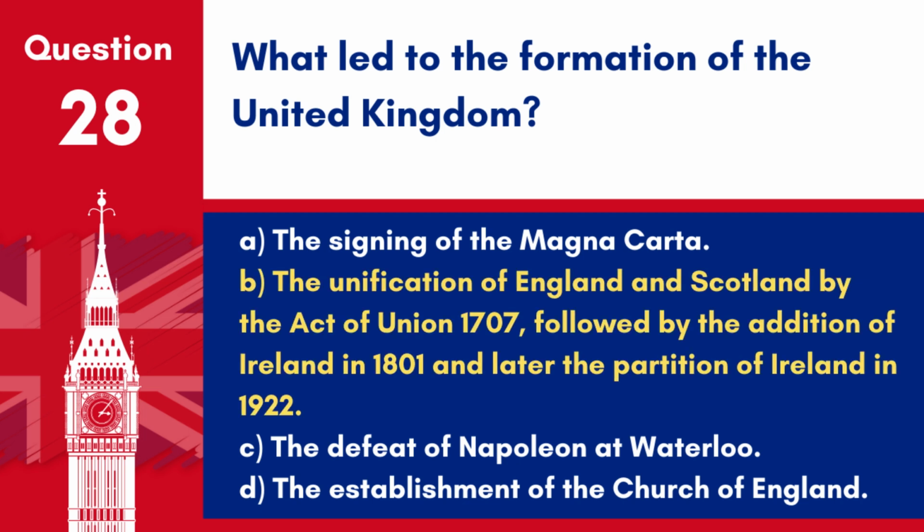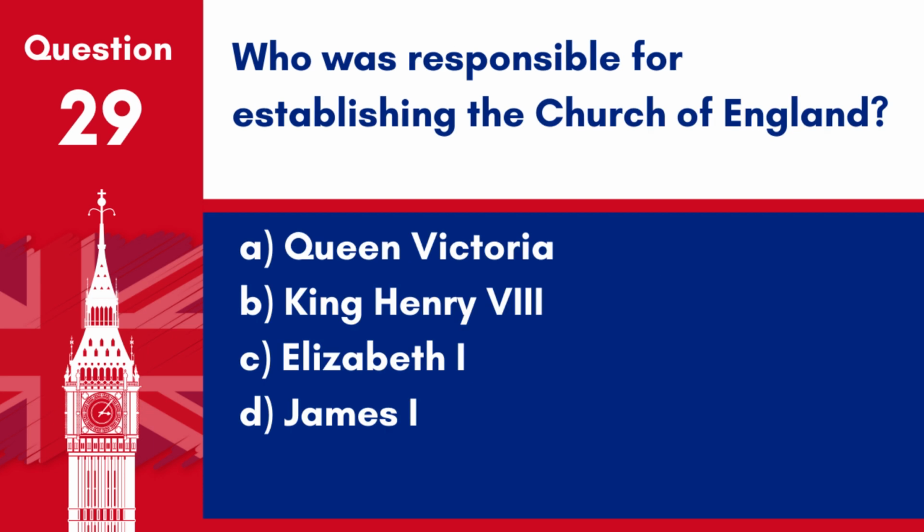Answer B. The unification of England and Scotland by the Act of Union 1707, followed by the addition of Ireland in 1801 and later the partition of Ireland in 1922. These political unions formed the basis of what is now known as the United Kingdom. Question 29. Who was responsible for establishing the Church of England? A. Queen Victoria. B. King Henry VIII. C. Elizabeth I. D. James I.